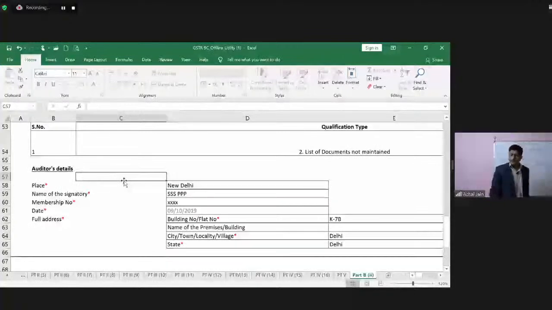Okay, clear on this? Fifth is what? Sign off, place, date, etc. And in this case, once again, because it's an attestation, this GSTR 9C will also require a UDIN. Okay, this will also require a UDIN.